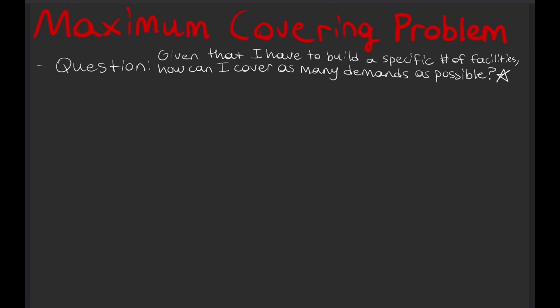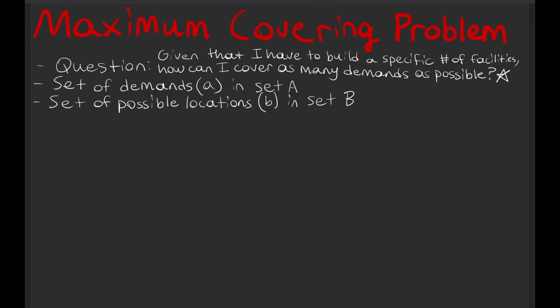So the question that we've been assigned to solve is that, given that I have to build a specific number of facilities, how can I cover as many demands as possible? Keep in mind here that you won't necessarily cover all the demands like you did in the last problem, in the set covering problem. You just want to cover as many demands as possible, given that you have to build a specific number of facilities.